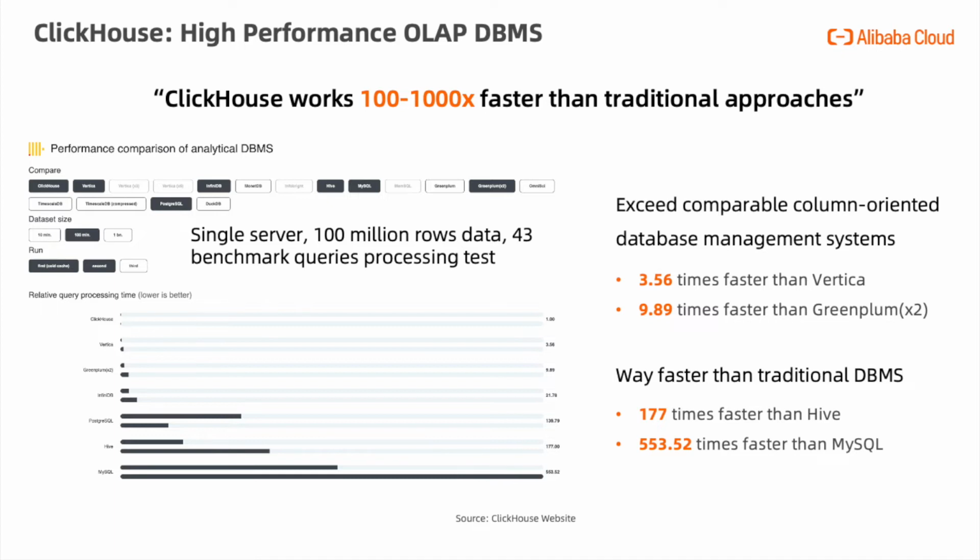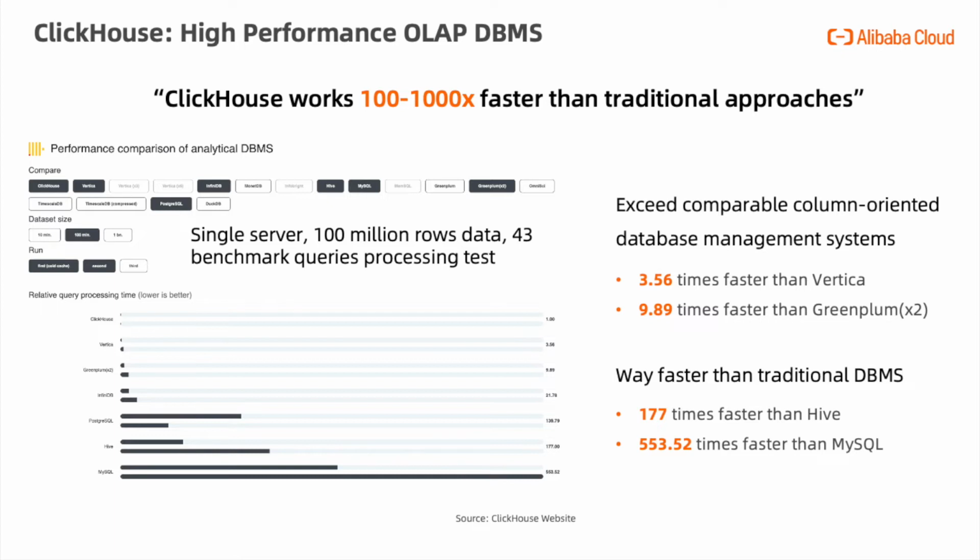To compare ClickHouse with other products, we have to mention Vertica. Vertica is a massively parallel processing data warehouse platform that's designed to work with big data. ClickHouse is 3.56 times faster than Vertica. Compared with the well-known Greenplum, ClickHouse is over 9 times faster than Greenplum X2. And it's way faster than traditional database management systems. For example, it is 177 times faster than Hive and over 500 times faster than MySQL. So we could see that's the magic of ClickHouse.